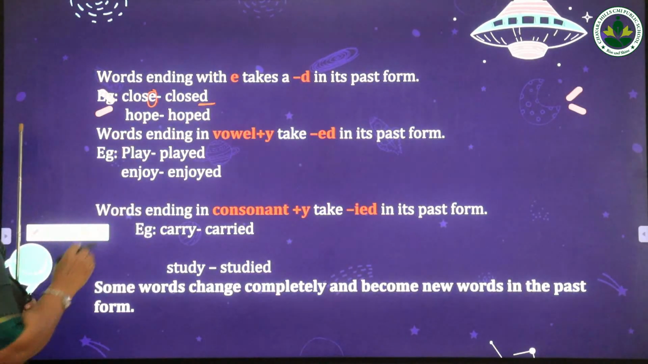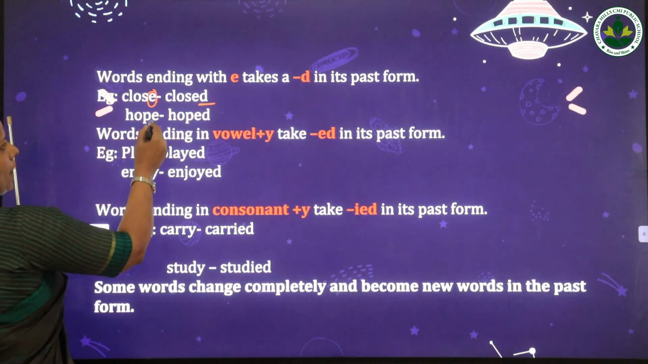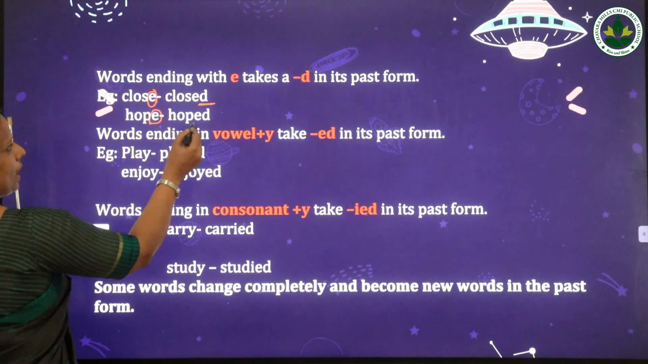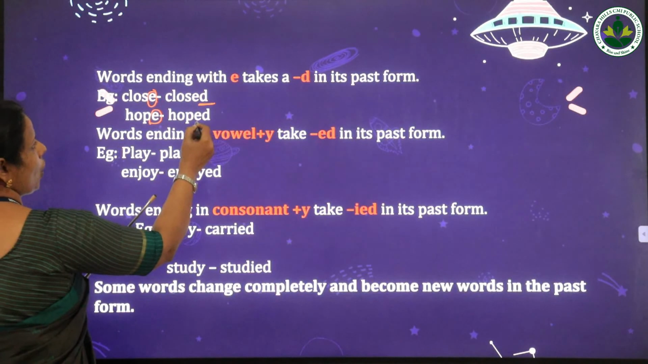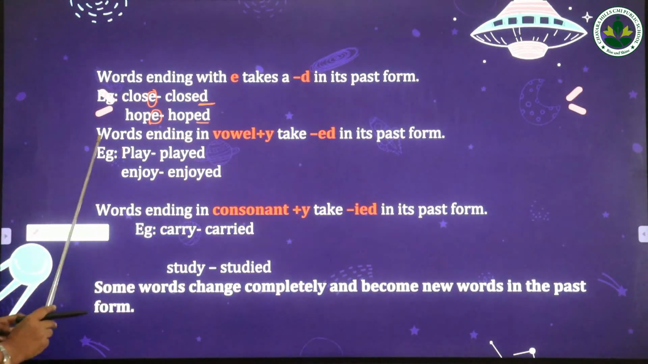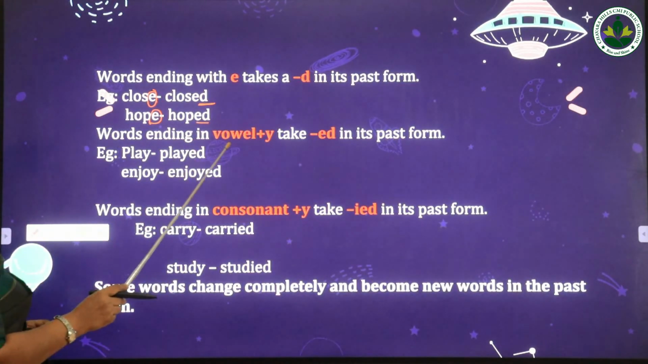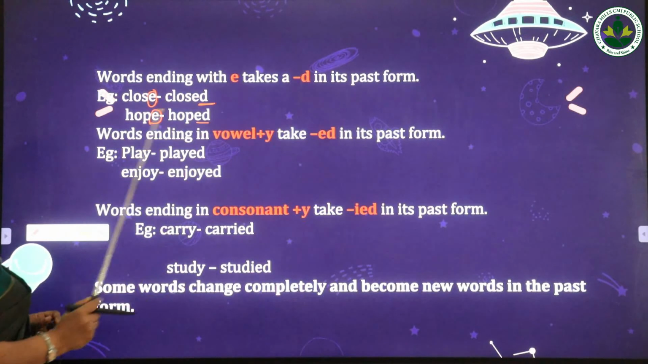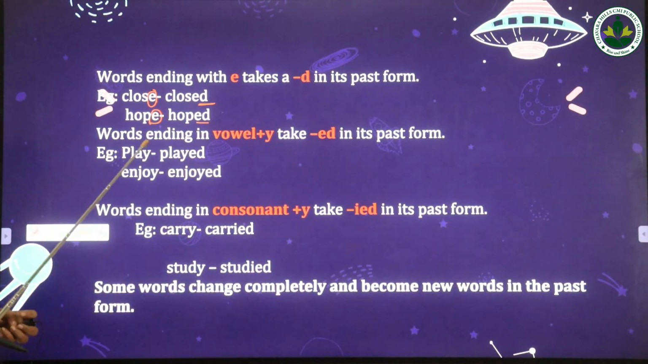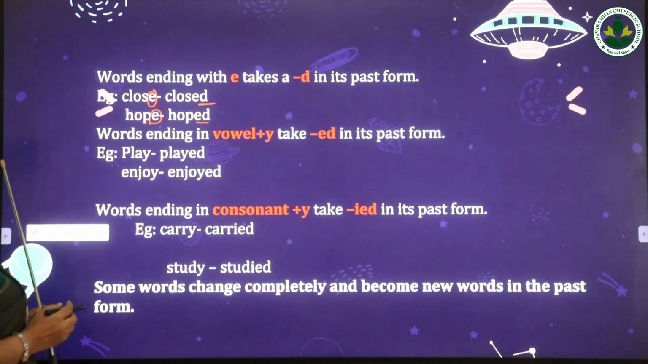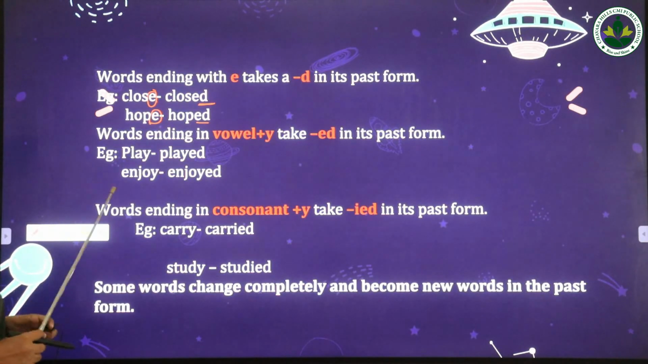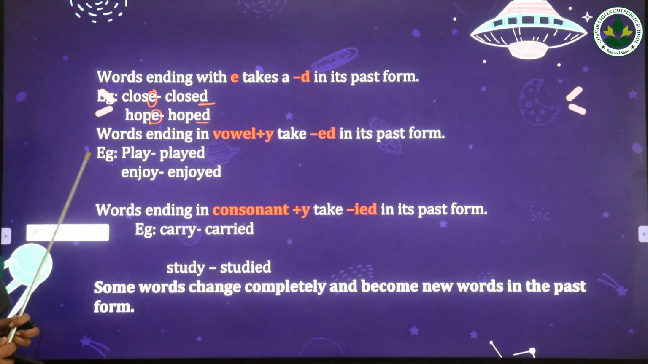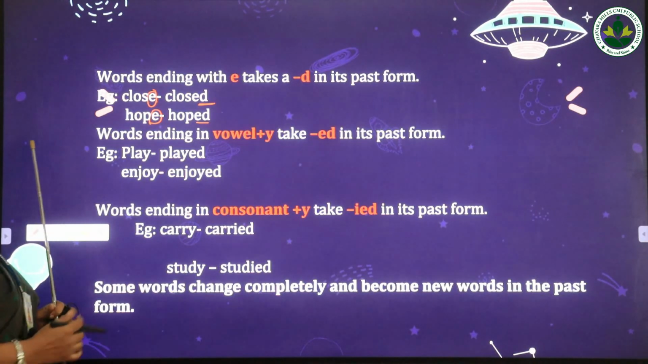The next example is HOPE, hop, ends with the E, and the past form is just add a D. HOPED, hopped. Then next is words that end with a vowel plus Y. When you see a word, you have to observe carefully. If a word ends in vowel plus Y, then to make the past form of that verb, you have to add ED.